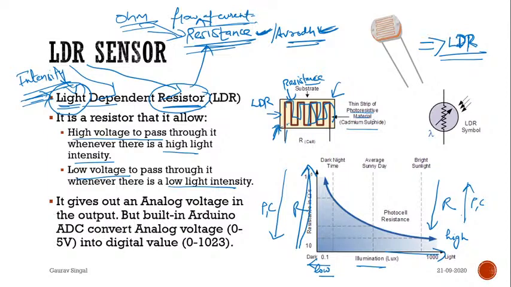I hope there is no issue with this one. In case of high light, it will pass high voltage. In case of low light, it will pass low voltage. One more thing, this gives an analog voltage in the output because we are passing 5 volt, or whatever voltage we are passing. So we get the output in analog value because we are using an analog pin.